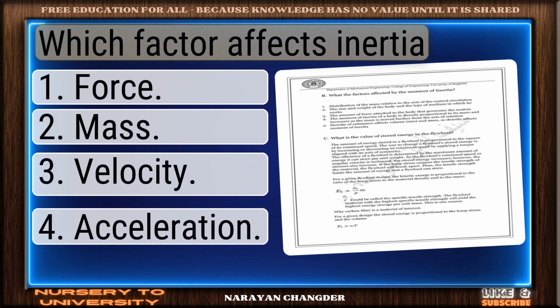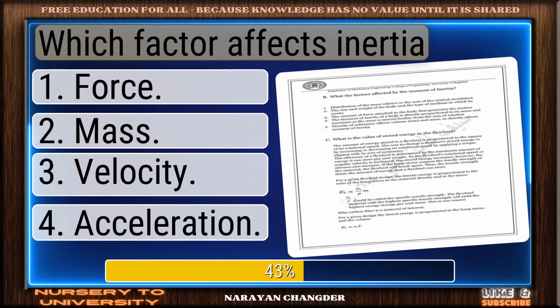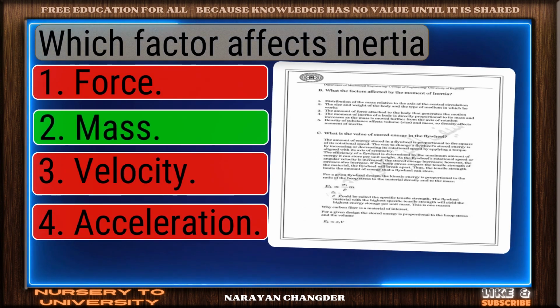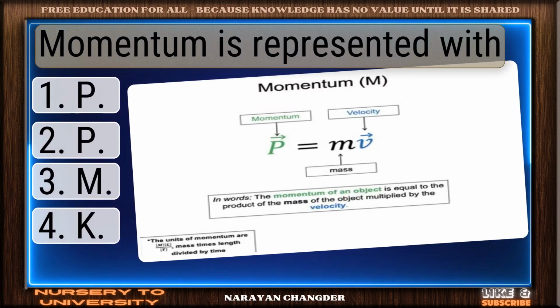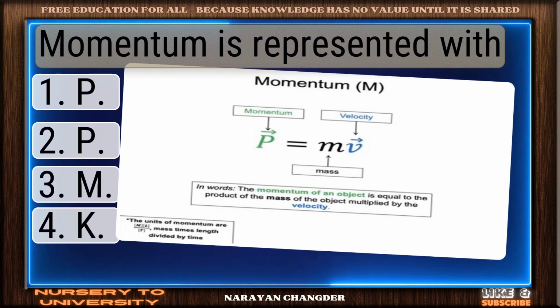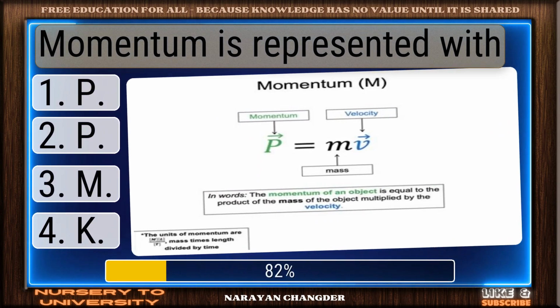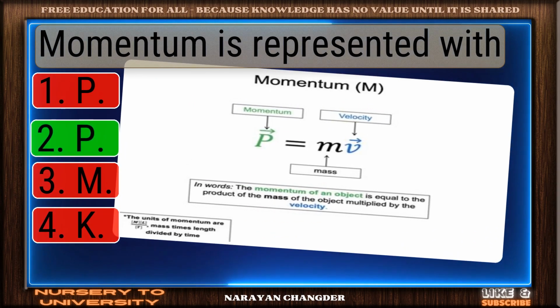Question number 234. Which factor affects inertia? Clear logic. Your choice mass is sound and 100% true. Question number 235. Momentum is represented with. Strong choice. P is the right answer.